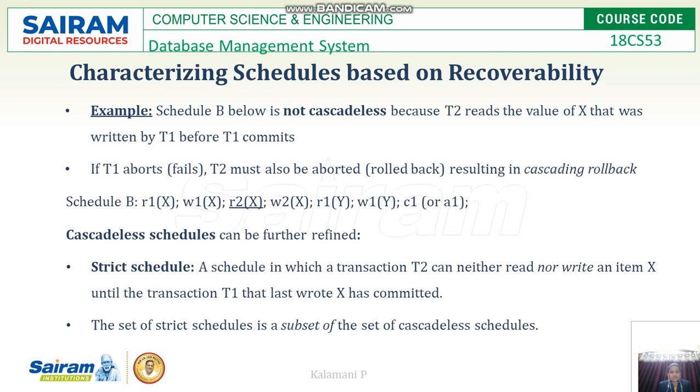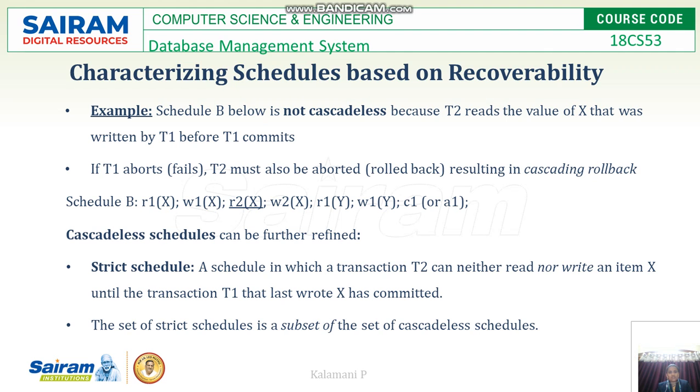Then strict schedule: the cascadeless schedule is further defined as strict schedule. A schedule in which a transaction T2 can neither read nor write an item X until transaction T1 that wrote X has committed. Until T1 has committed, T2 should not perform any read or write operation. That is called a strict schedule. The set of strict schedules is a subset of cascadeless schedules.